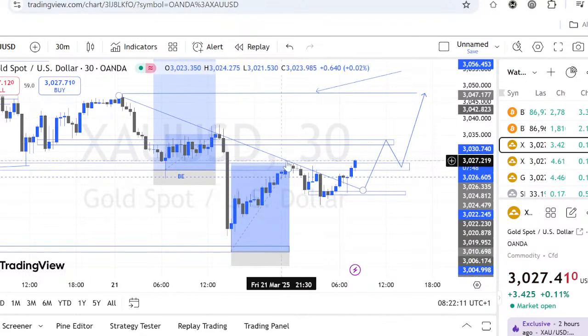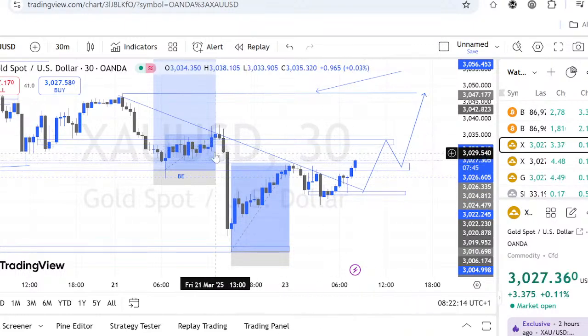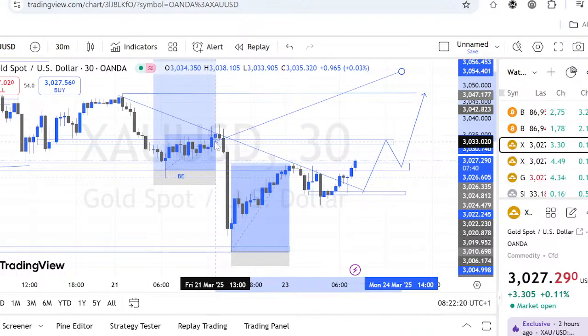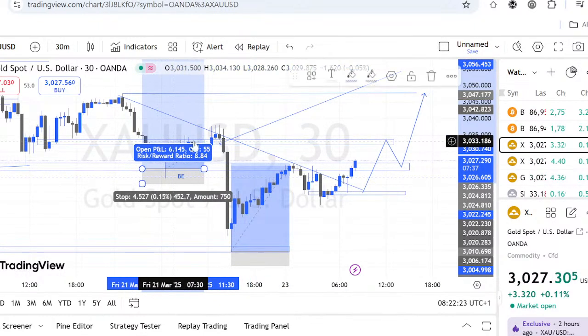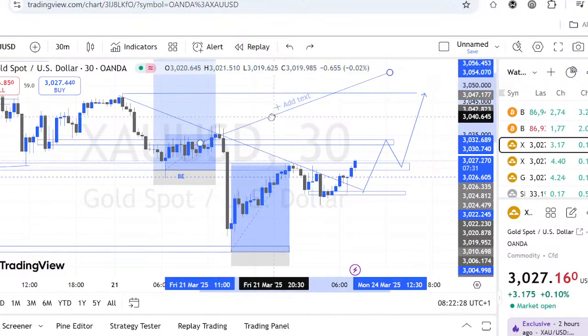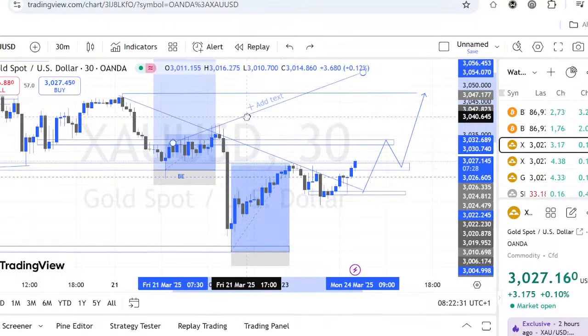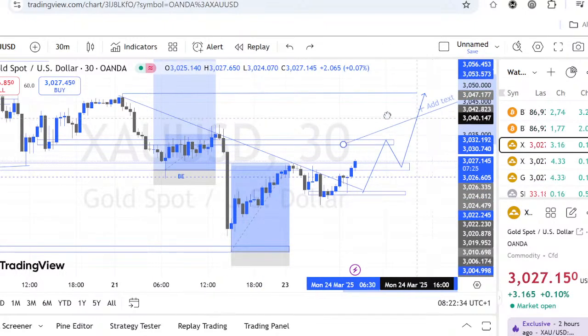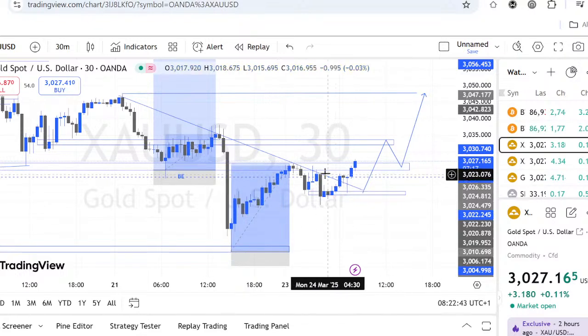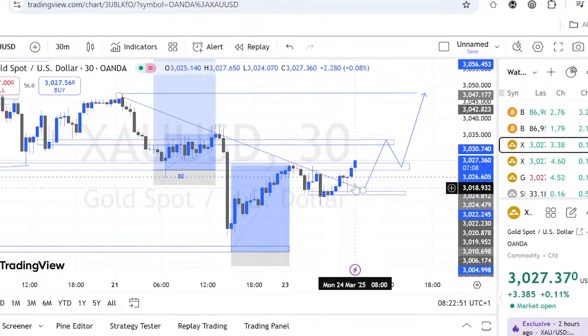So this resistance now is what I'm looking at. So we have fair value gap 1, fair value gap 2 overlapping, and then we still have resistance here. That's why I picked the zone as my zone for a possible pullback to the support, because it has been broken now. Support which is broken is now resistance, which is broken is now support.